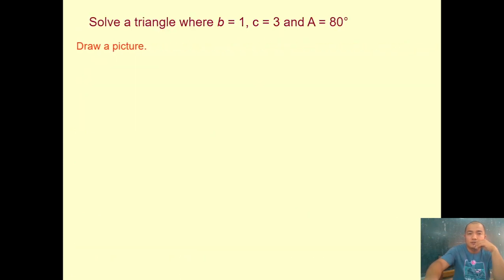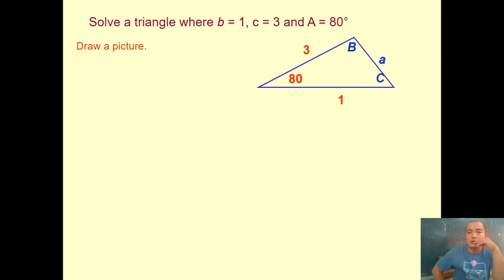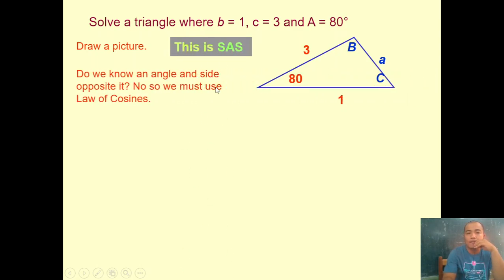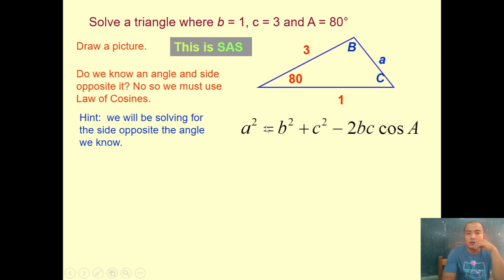Okay, we have here: solve a triangle where B is equal to 1, C is equal to 3, and angle A is 80 degrees. So what we're trying to solve here is side A, angle B, and angle C. And since the sides given are two sides and the included angle, we are going to use the law of cosines. So this is SAS. Hint: we will be solving for the side opposite the angle we know. So we try to solve for A.